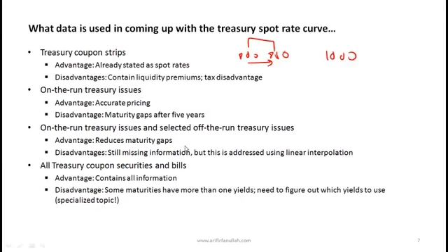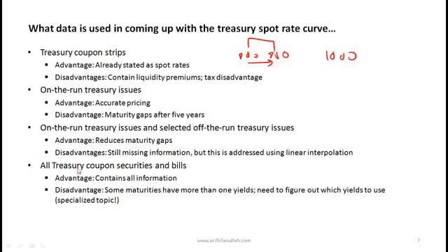What are off the run? The slight lack of liquidity is an attribute, but these are, let's say you have a 10-year bond that was issued 2 years ago. Okay, so will that still be in the market? It's a 10-year bond issued 2 years ago, so it still has 8 years to go, so it's in the market. So that can be your proxy for the yield on an instrument that's maturing in 8 years. So you can use some select off-the-run issues. It reduces the maturity gaps, but you might still be missing some information. So again, you use some linear interpolation.